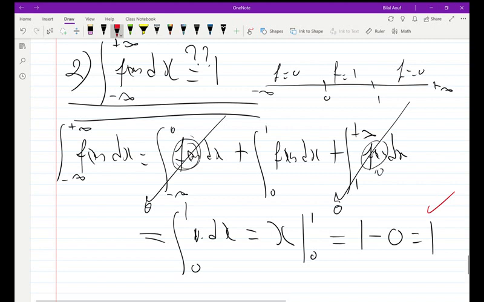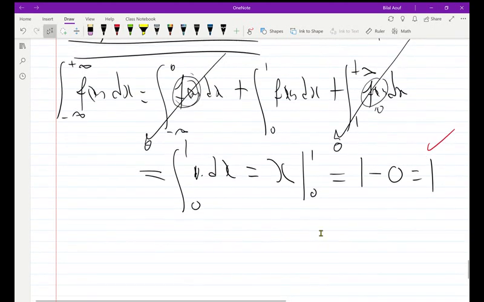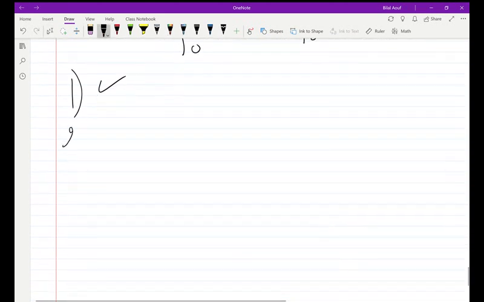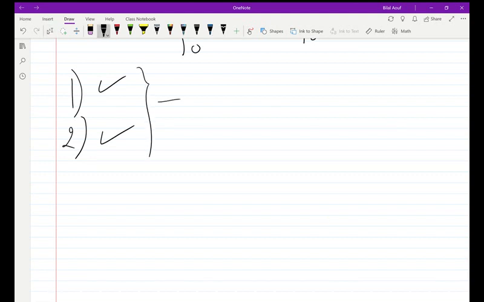So the two conditions, the first one and the second one, are now verified. Condition 1 is true, and condition 2 is true and verified in this case. So I can conclude that f is a PDF. In this example I show you how to verify that a function is a PDF, a probability density function.